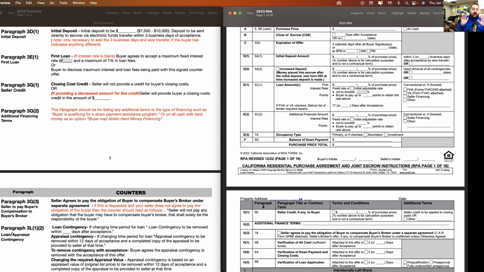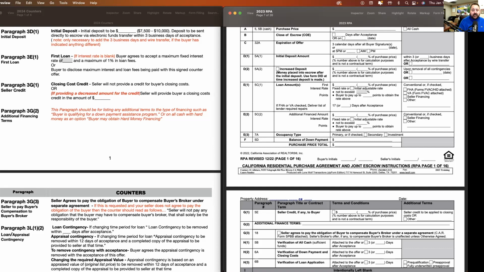Especially since rates are a little less volatile now, this year, than they were towards the end of last year and the beginning of this year, where they were changing by the day. But the chance of that rate changing by half a point during the course of this escrow is very slim.